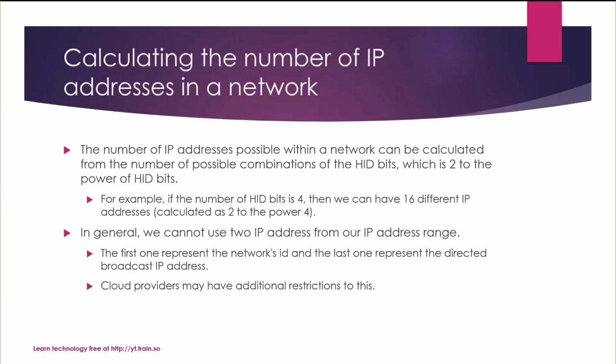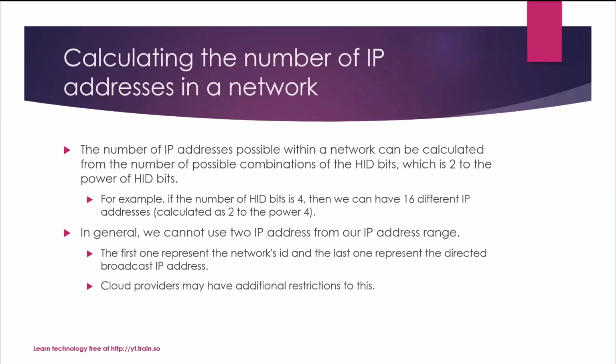The number of IP addresses possible within a network can be calculated from the number of possible combinations of the HID bits. It's pure permutations and combinations from mathematics, right? And how do we do it? The formula is simple. It is 2 to the power of HID bits. For example, if the number of HID bits is 4, then we can have how many? We can have 16 different IP addresses. That is calculated as 2 to the power of 4.